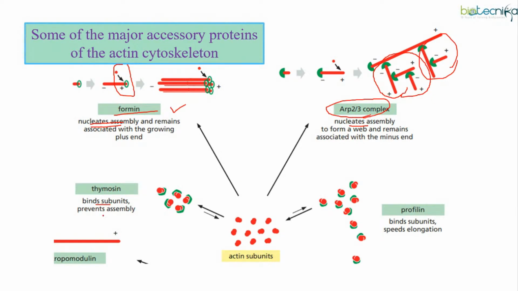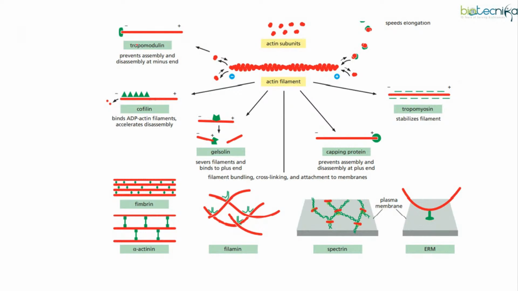Thymosin will go and bind to the subunits, preventing the assembly. Profilin, as I told you, helps in the elongation. Tropomodulin, tropomyosin, not to be confused. You can remember tropomodulin means some modulation happening over here, where it acts towards the minus end. Tropomyosin stabilizes the overall filament. Gelsolin is simply like your katanin that breaks down the filaments. Cofilin binds to the ADP actin, accelerating the disassembly.